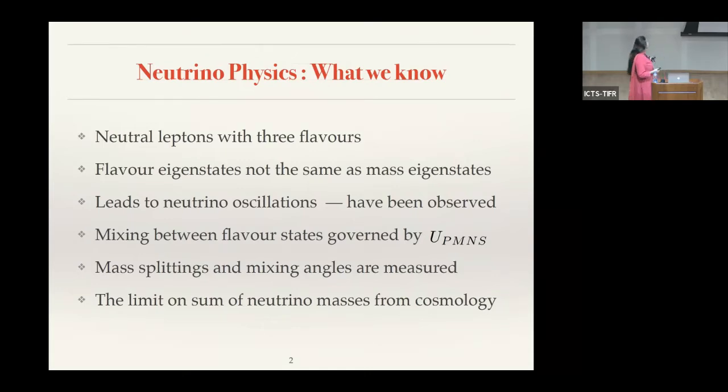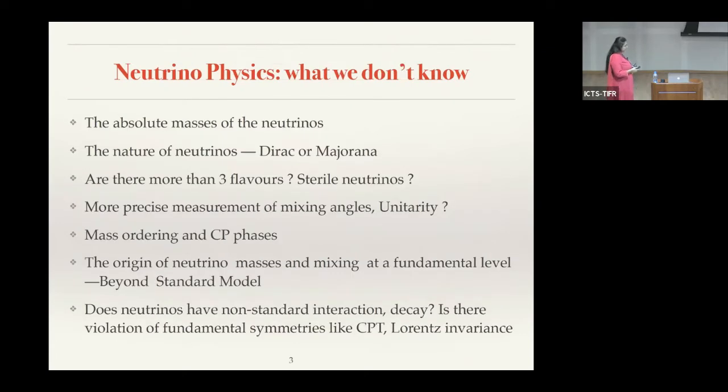Neutral leptons with 3 flavors. Flavor eigenstates are not the same as the mass eigenstates, and they mix among each other, which leads to neutrino oscillations, which have been observed. Now, mixing between flavor states is governed by the PMNS matrix. The mass splittings and mixing angles are measured, and there is a limit on the sum of neutrino mass from cosmology.